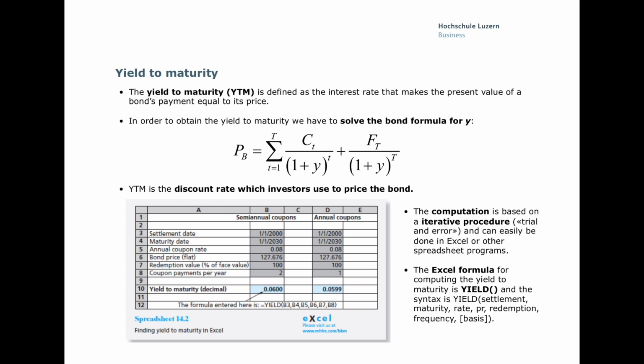The computation of the yield to maturity is based on iterative procedures and can be easily done in Excel or other spreadsheet programs. The built-in Excel formula for computing the yield to maturity is simply yield and follows the syntax depicted in the figure on the left-hand side. The Excel formula requires a settlement date, a maturity date, an annual coupon rate, a bond price, the redemption value in percentage of the face value, as well as the coupon payments per year.